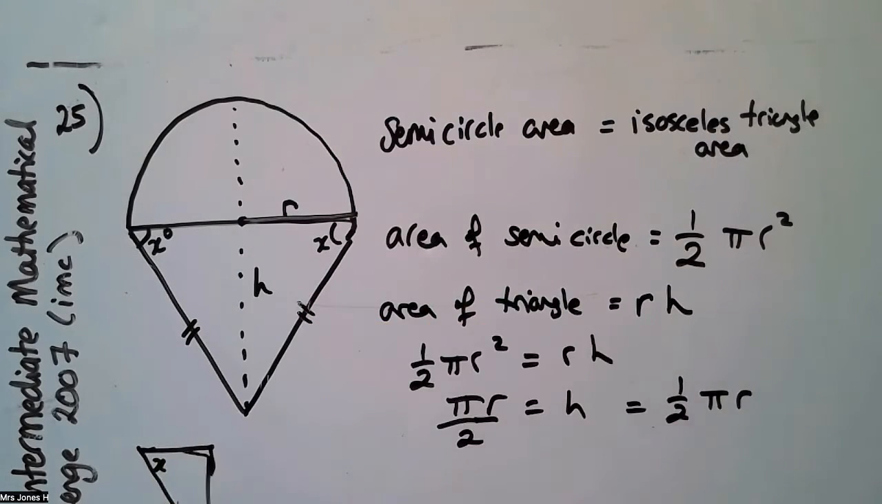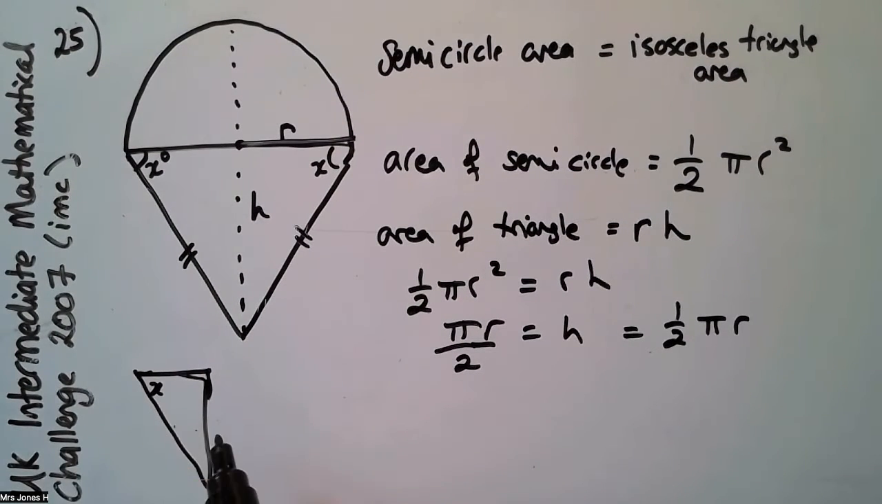So if we look at this triangle just here, this is x. We know this is h. We know this is r, but also h is the same as half pi r. So we've got those two in relation to each other. And hopefully we're going to end up with the r cancelling each other out, because r is just a letter that we've put in here. But let's see how we get on.